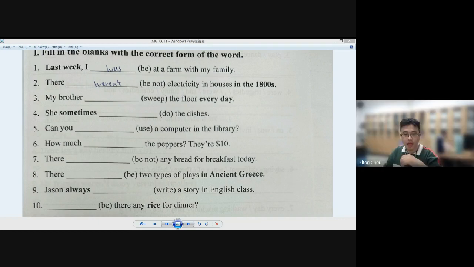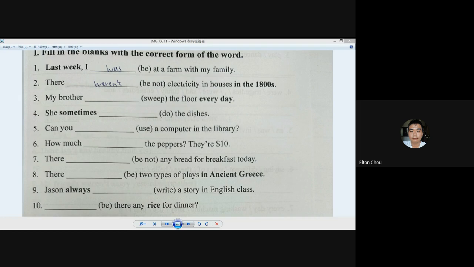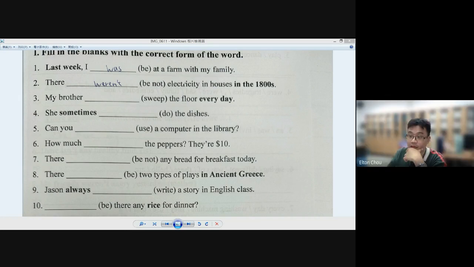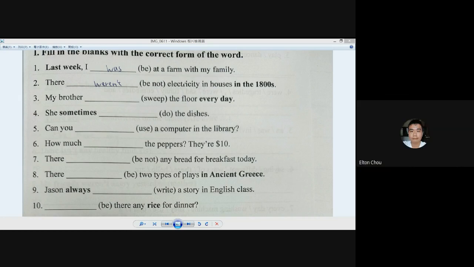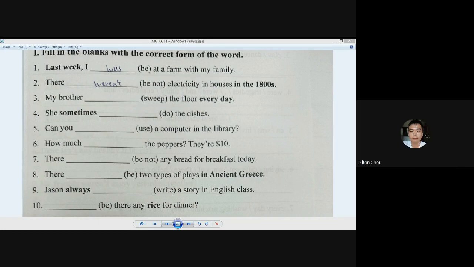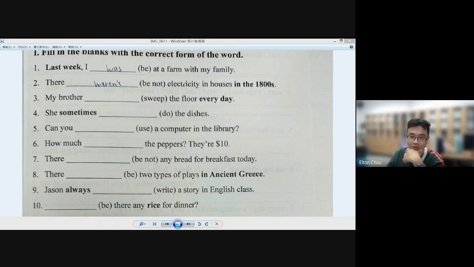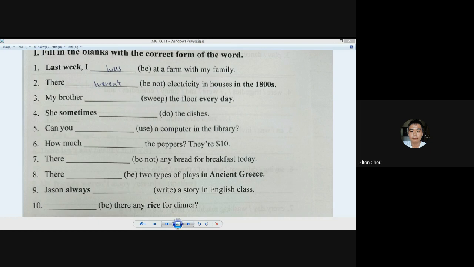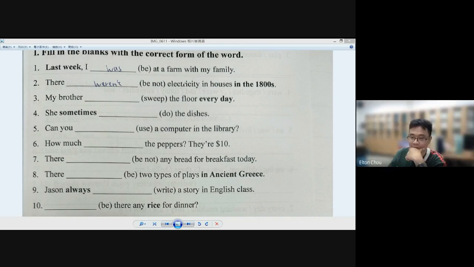And do you see the keywords? Do you see the keywords? They are $10. So how much are the peppers? I believe you can find the answer, right? They are $10. So how much are the peppers? Are there any bread? Okay.